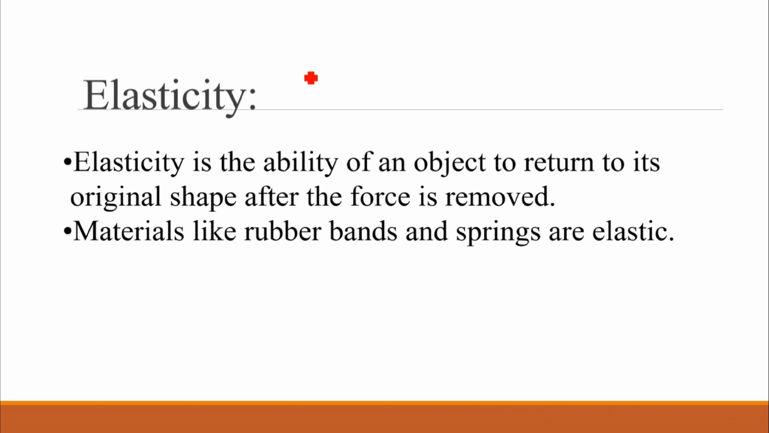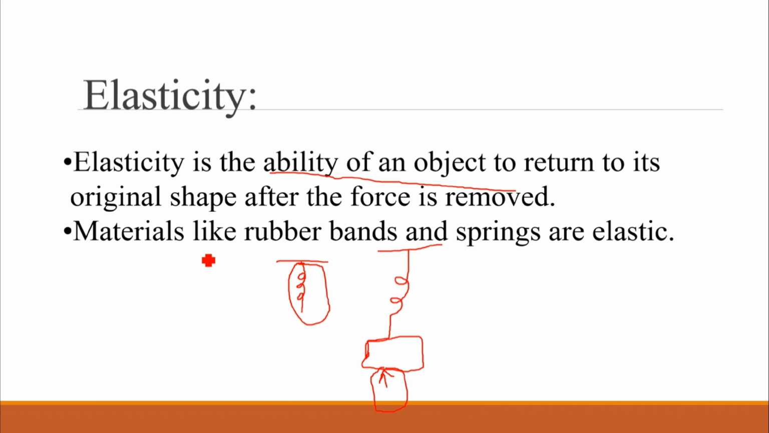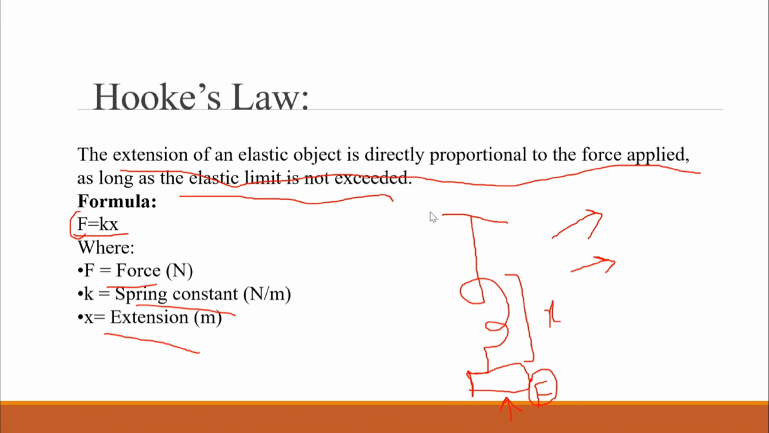Elasticity is the ability of an object to return to its original shape after the force is removed. If we apply force on this spring, the spring will be stretched, but after some time it will go back to its original position. Like this is the original shape of the spring. When we remove the force, it will go back again to its original position. This is elasticity. Materials like rubber bands and springs are elastic. There are some other materials as well, like metal wires, which are also stretchable, like rubber bands and springs.